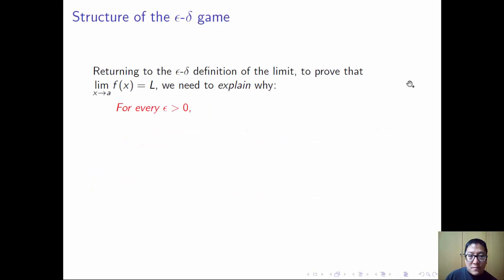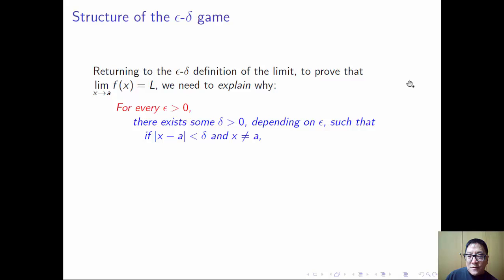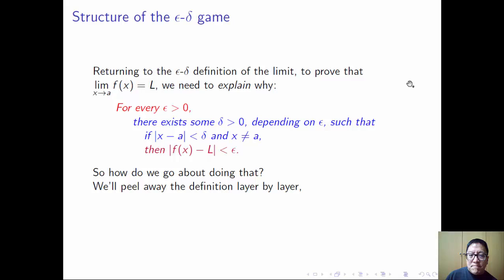Okay, so in our case, that means returning to the epsilon-delta definition of the limit. To prove that the limit of f of x as x approaches a is equal to L, we need to explain why it is that for every epsilon greater than 0, there exists some delta greater than 0 depending on epsilon, such that if the distance between x and a is less than delta, and x is not equal to a, then the distance between f of x and L is less than epsilon. So how exactly do we go about doing that?